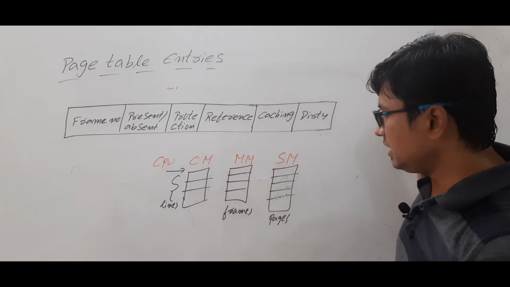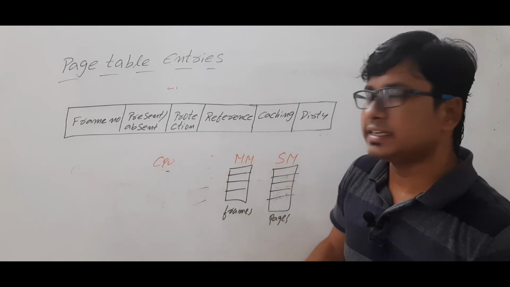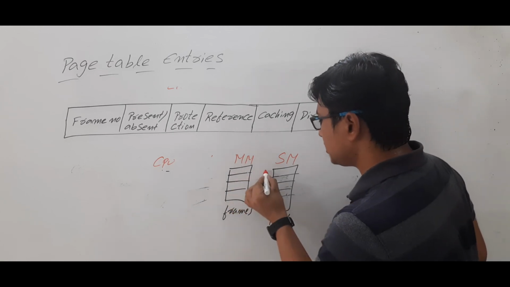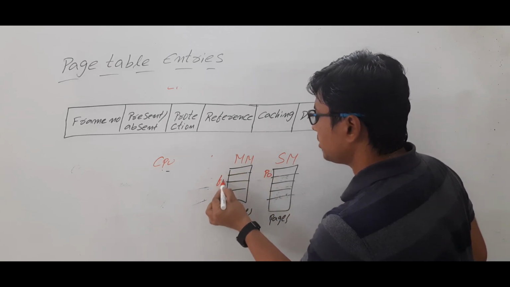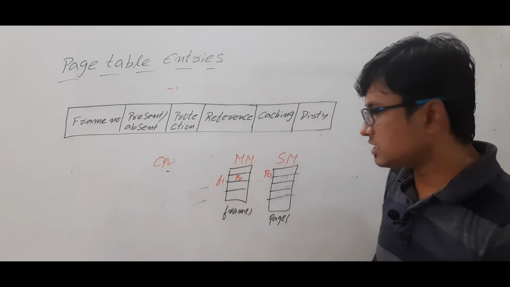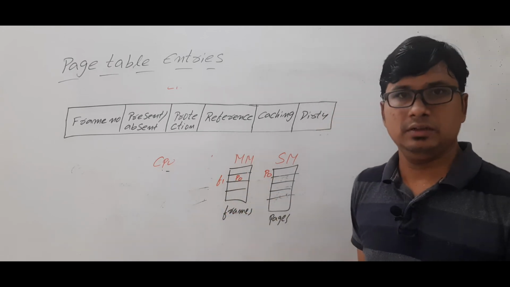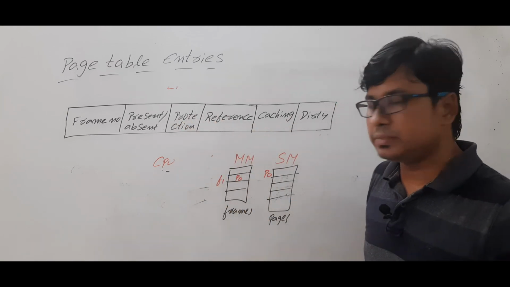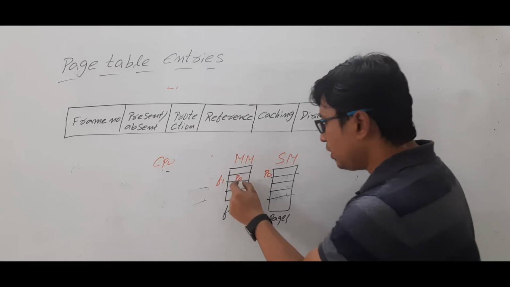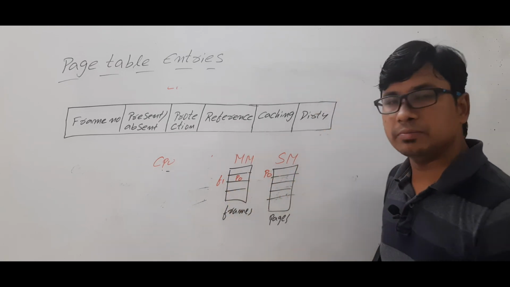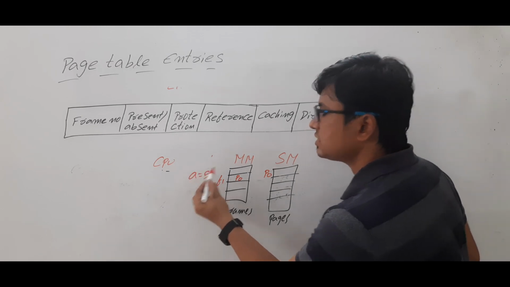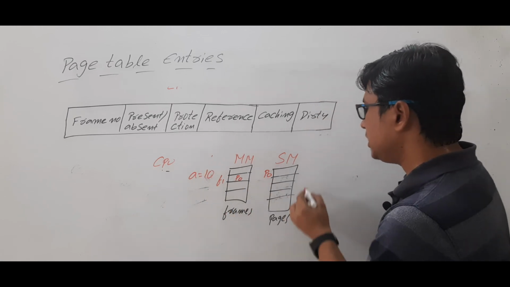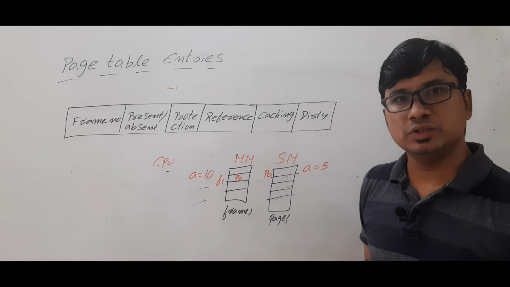Now the dirty bit. Suppose you have a page in one of the frames of main memory. Let's take that page number 0 is in frame number 1 of main memory. Let's take that this data has been modified, because we have read, write, execute permission. For the particular page you have given the write permission, so the data can be modified. Now whatever data is here will not be the same. Suppose a = 5 is the data. Now the user has modified a = 5 to a = 10 in the main memory, but in the secondary memory it is still a = 5.